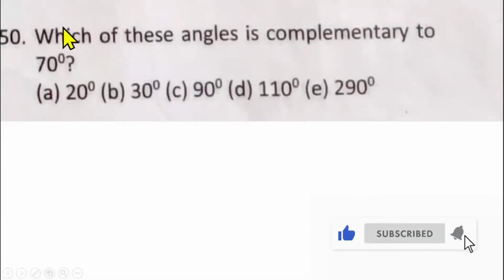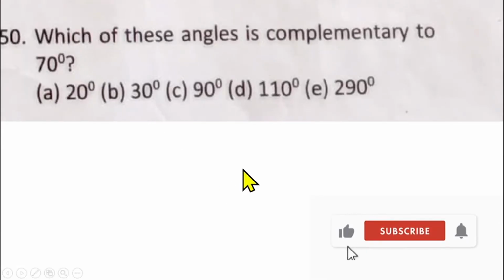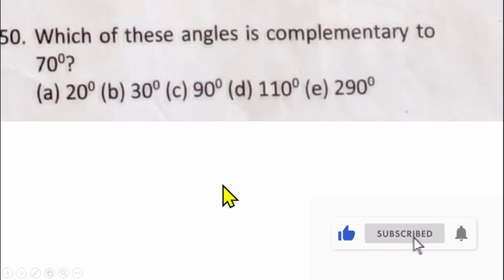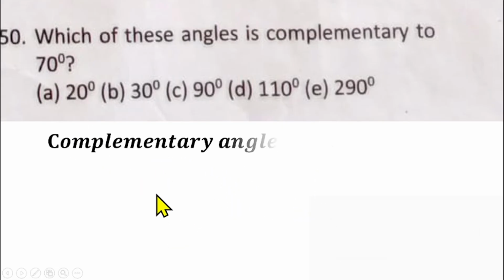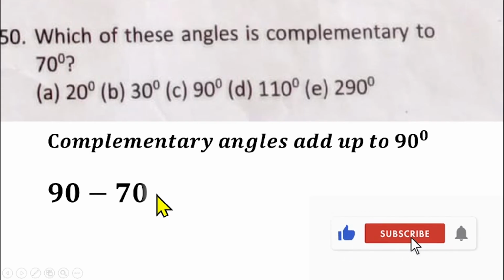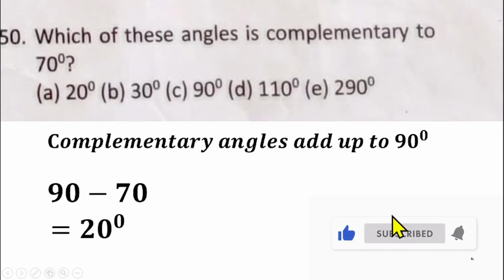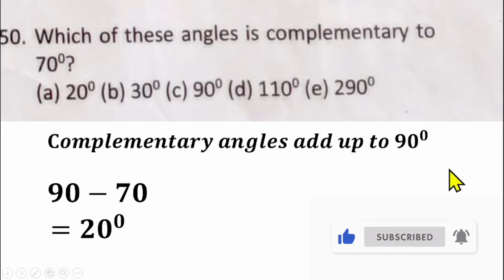So the last question for the objective questions: which of these angles is complementary to 70 degrees? Two angles are complementary when they add up to 90 degrees. So angle 20 is complementary to angle 70. So that should give us 20 degrees, which is option A.